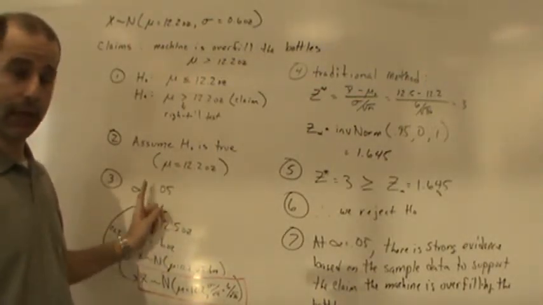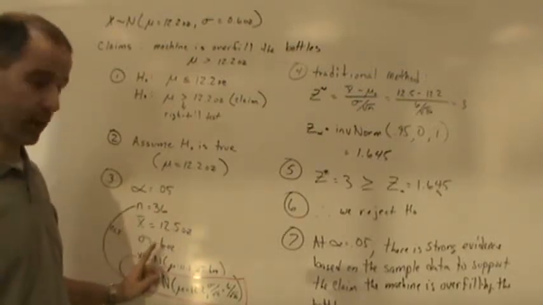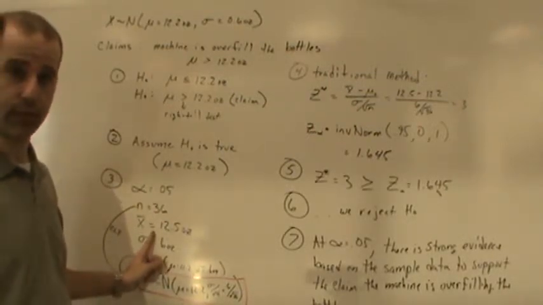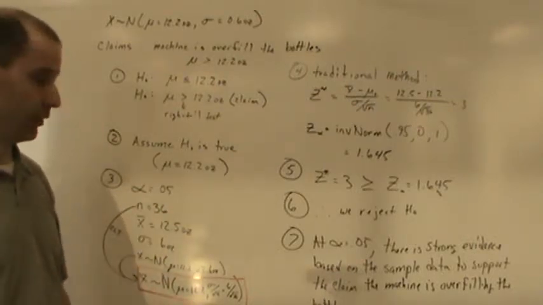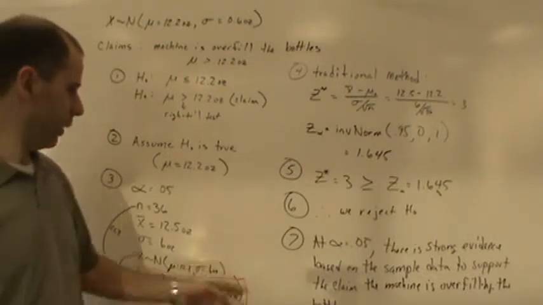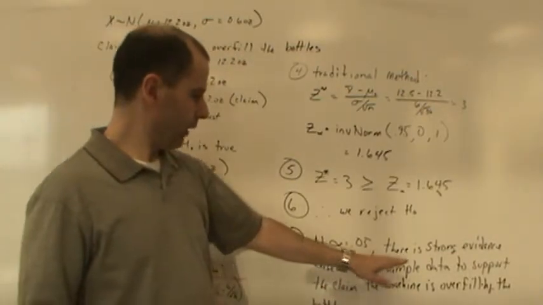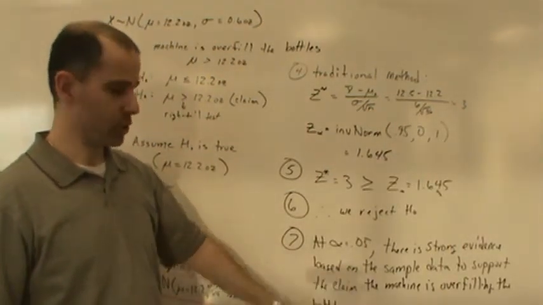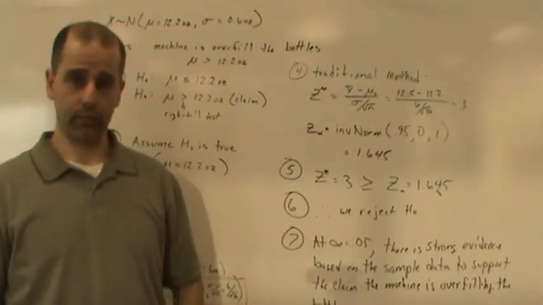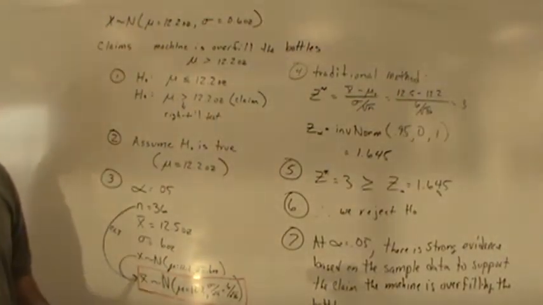Okay, so if we used a different alpha level, right, we might have gotten a different result. Or if we used a different sample, we might have got a different result. We don't know. But based on the sample and the significance level, this is the result. Okay, so add an alpha level of 0.05 or 5% if you want to say it that way. There is strong evidence based on the sample data to support the claim that the machine is overfilling the bottles. And that's it. And that's how you do the 7 steps using the traditional method.